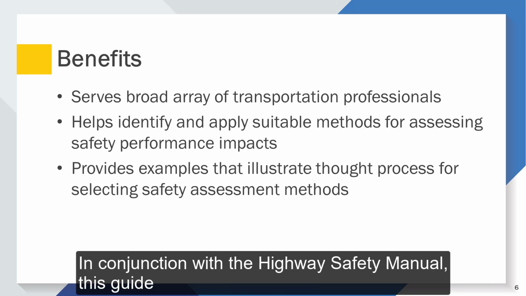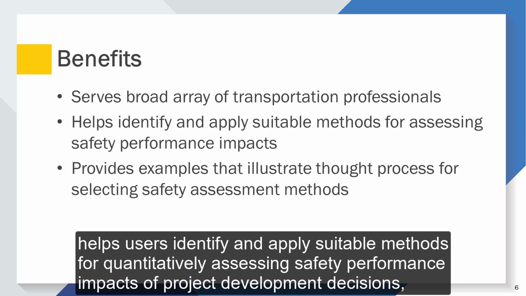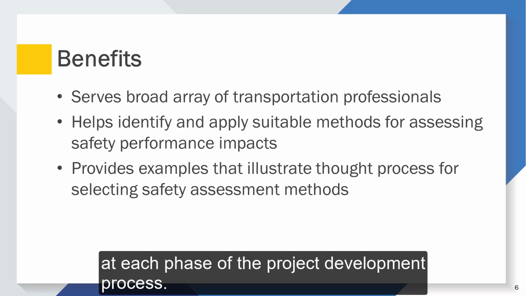In conjunction with the Highway Safety Manual, this guide serves a broad array of transportation professionals with an easy-to-navigate format, helps users identify and apply suitable methods for quantitatively assessing safety performance impacts of project development decisions, and provides examples that illustrate the thought process for selecting safety assessment methods at each phase of the project development process.